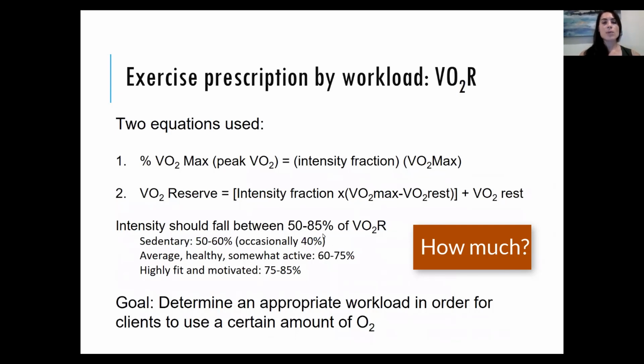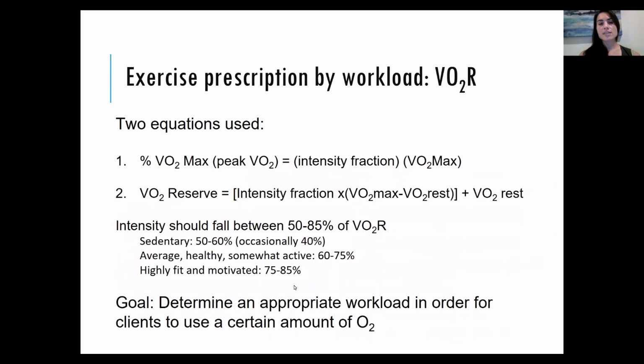So let's go ahead and look at how we can prescribe this. We know that intensity fractions for VO2 should go anywhere between 50 and 85%. That starts on the lower end for sedentary individuals, and it can even go as low as 40% if you need to. I think for average or healthy individuals, this can be up to 60 to 75%. And for individuals who are highly fit and really motivated, that can be anywhere from 75 to 85%. The goal is to determine what's appropriate for your client and what that appropriate workload is so that they know what their oxygen consumption should be.